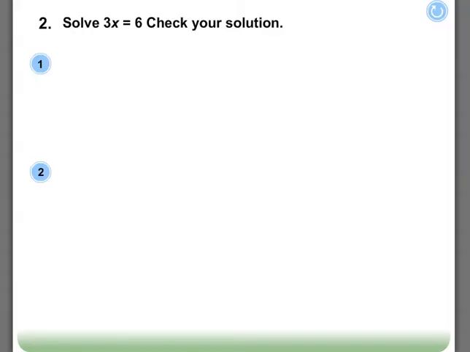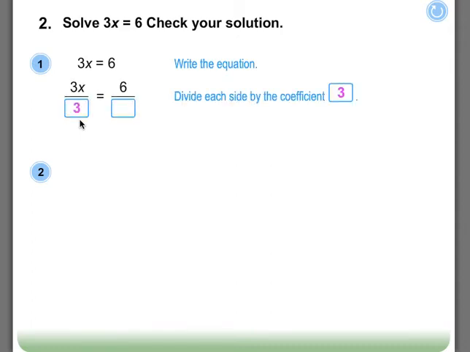Okay, let's give it a go. Solve 3x equals 6 and check your solution. 3x equals 6. If we divide this side by 3, we have to divide this side by 3. x equals 2. Okay, so we divide each side by the coefficient 3, which then cancels out because we're doing the inverse operation of multiplication.